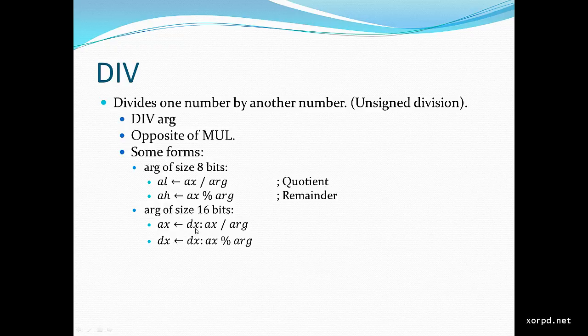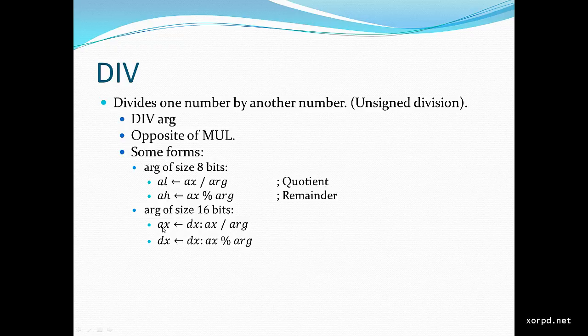This time, we are going to divide the number represented by dxax by arg. We actually do dxax divided by arg, and we get a result that is stored inside ax. This is actually reasonable, because dxax is a large number. This one is 16 bits and this one is 16 bits. Together it is 32 bits. 32 bits divided by 16 bits, we mostly expect to get a result of 16 bits.